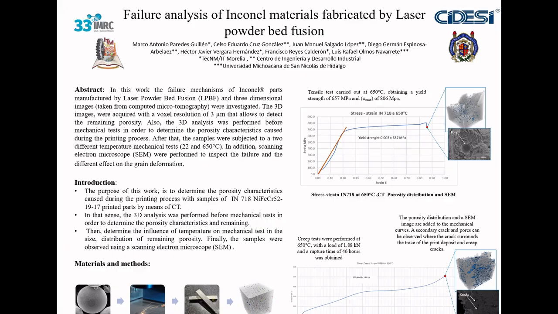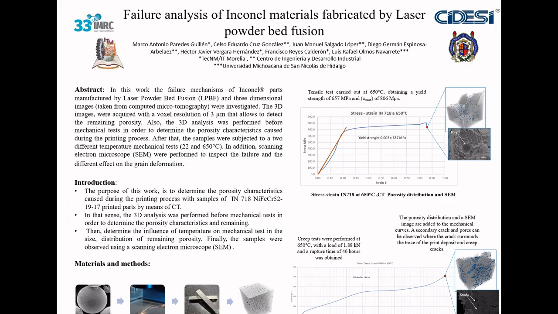It's a pleasure to share with you the topic: failure analysis of Inconel materials fabricated by laser powder bed fusion. I would like to talk about the introduction. Laser powder bed fusion, LPBF, is one of the most versatile metal AM techniques. In this process, the laser melts a metal powder, followed by solidification of the metal to form the final product.